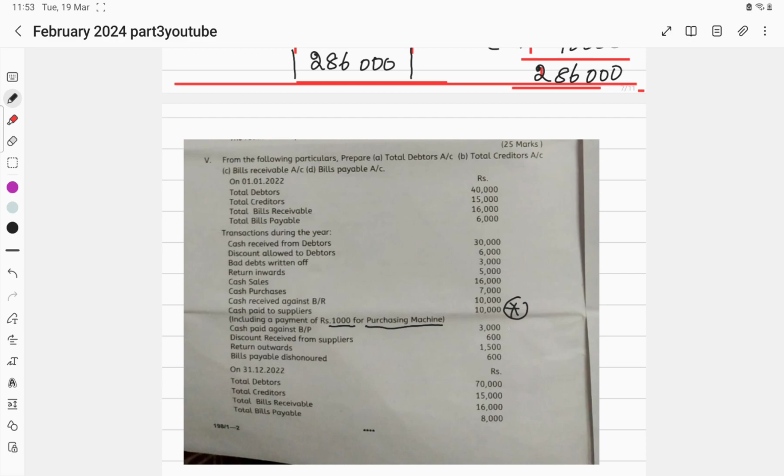Cash paid against BP 3,000. Discount received from supplier 600. Return outwards, that is, return outwards means purchases return. Return inwards means sales return.